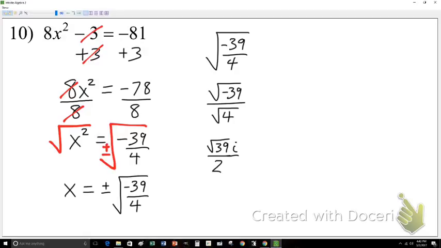So now we can write our final answer. This is equal to plus or minus the square root of 39 i over 2.